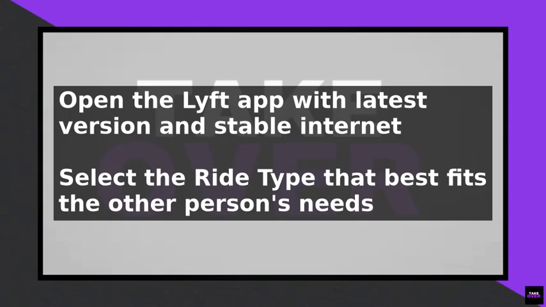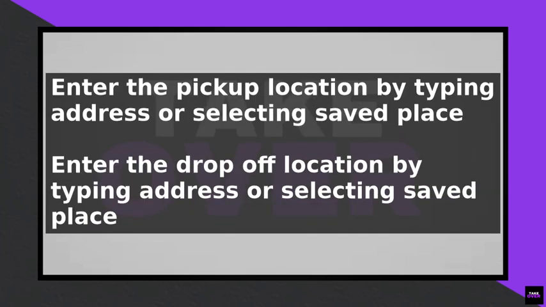Now, enter the pickup location for the person you are requesting the ride for. You can do this by typing in the address or by selecting a location from your saved places. Make sure the location is accurate to ensure the driver can find them easily. After entering the pickup location, you will be asked to enter the drop-off location. Enter the address where the person wants to go, or select a saved location.